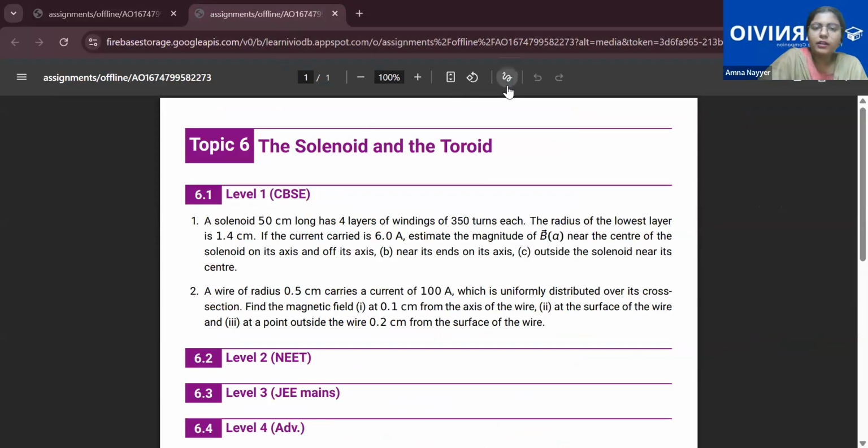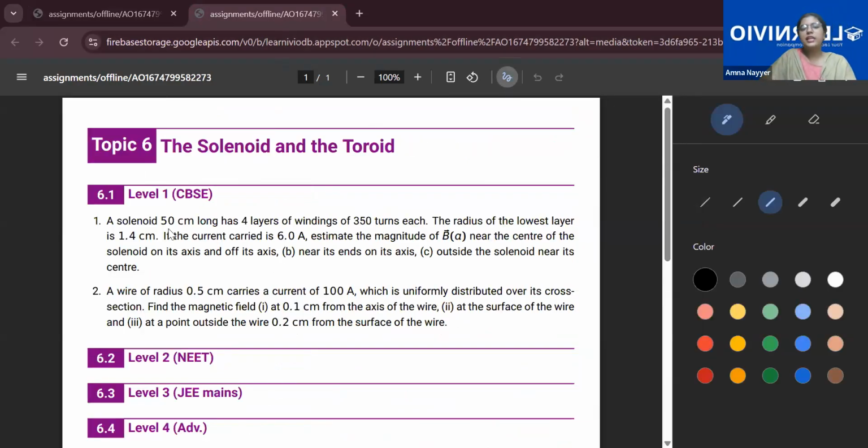Coming to the solenoid one, see, it says a 50 centimeter long solenoid has 4 layers of windings of 350 turns each. The number of turns are given. It says the radius of the lowest layer is 1.4 centimeters. So radius is given, current is given, and the magnetic field is asked near the center of the solenoid, near its end, and outside. See, near the center, the formula will be B is equal to mu naught Ni, which we have studied.